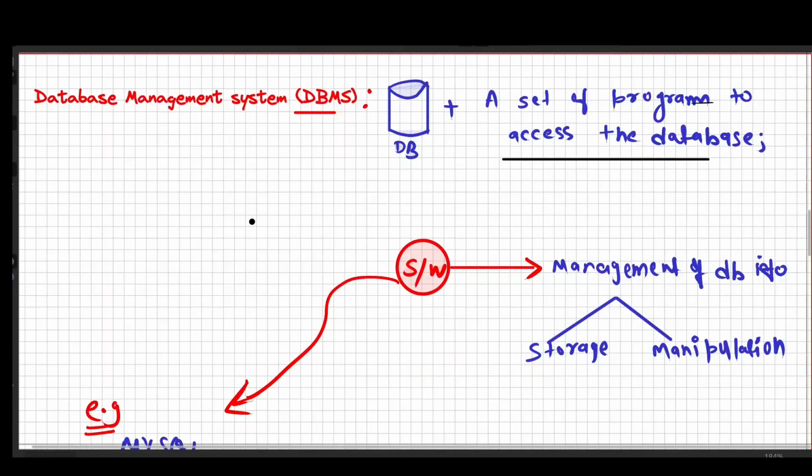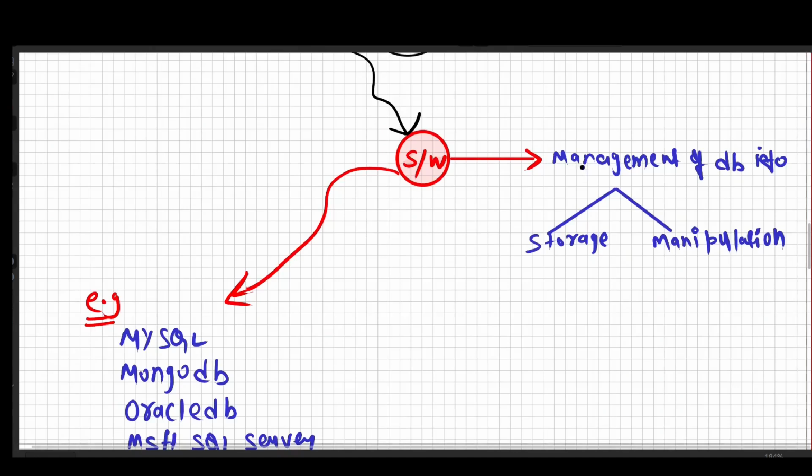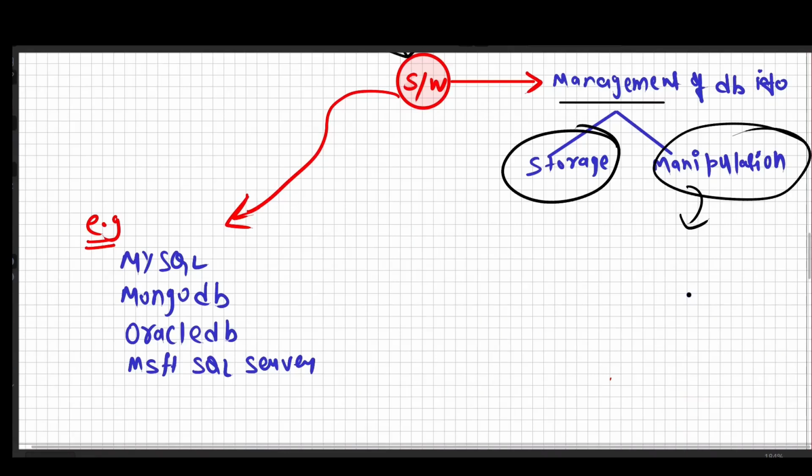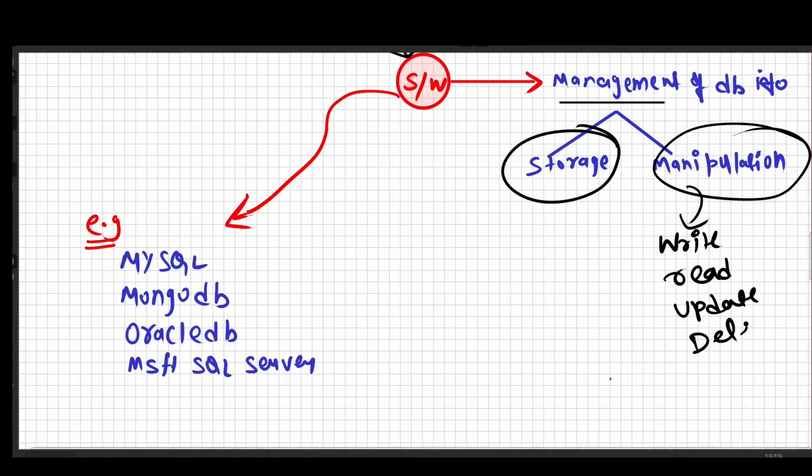Now let's see database management system. So what is database management system? It is the database along with a set of programs to access this database, which means it is software which helps in management of database information. And what does it mean by management? Management means the storage of data and the manipulation of those data. Storage means providing the underlying structure to store those data in our database, and manipulation means the mechanism to get those data or update those data, modify those data. Some of these operations can be like write, read, update, delete, etc.